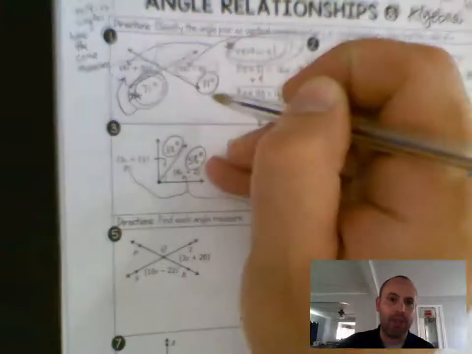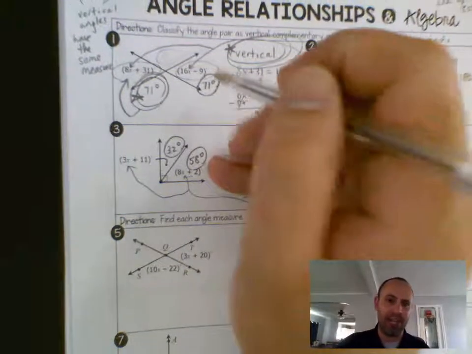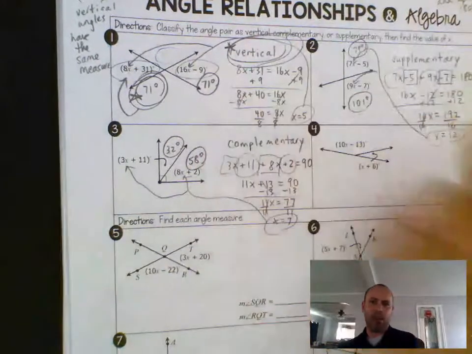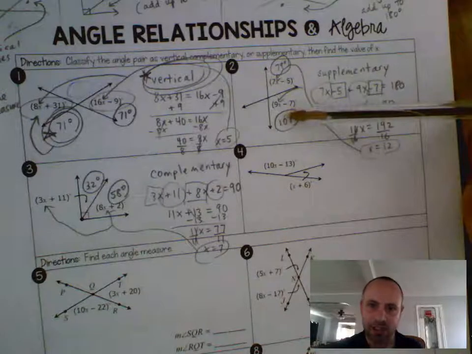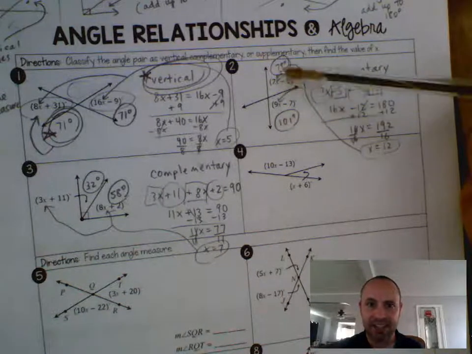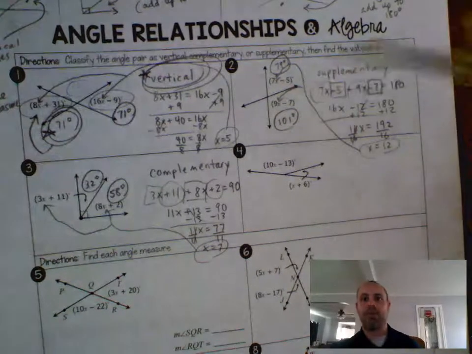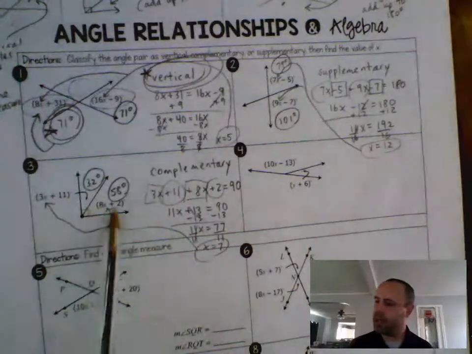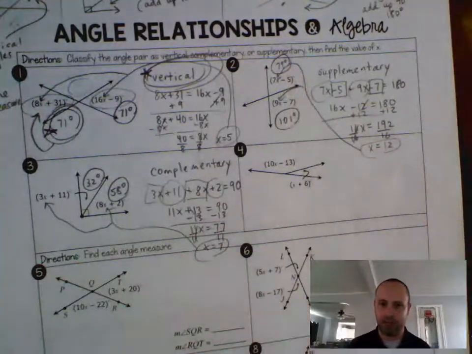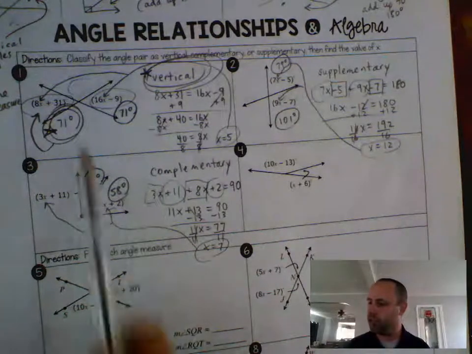Okay, so 109 plus 71 equals 180. But they don't ask you to know that one. All right, on number 2, the relationship's a little different. So it's like this one plus this one equals 180, because in this case, they're supplementary. So everything here is based off, are they complementary, like this one? Are they supplementary, like this one? Or are they vertical, like this one?